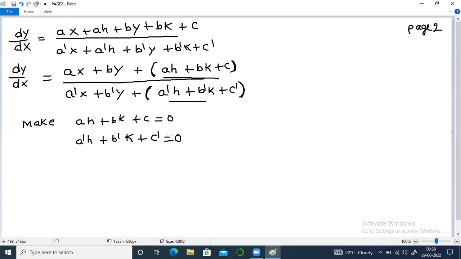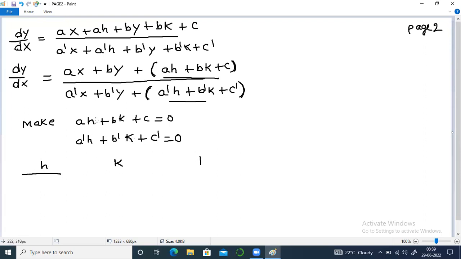These are the two linear equations having two variables. What are the two variables? h, k are the two variables. You know how to solve these equations. You can use your MS or ES calculator to solve this one, or there is a direct method if you want.